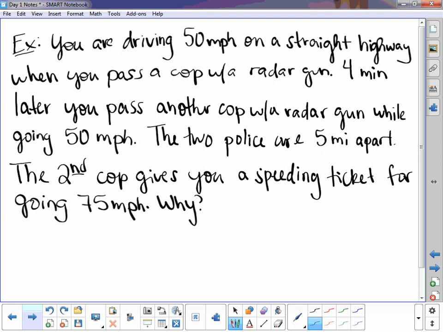Alright, so it seems like we've done nothing wrong, right? At cop 1, we're going 50 miles per hour. And then at cop 2, we're going 50 miles per hour. But he seems to think that at some point we were going 75 miles per hour. Why? Well, let's take a look at this and see.